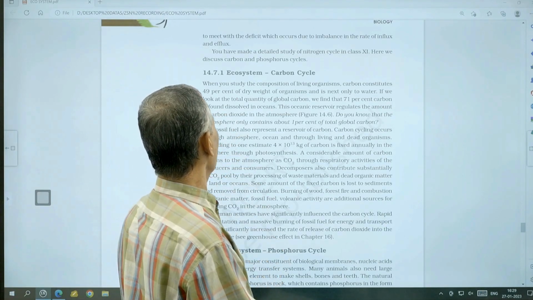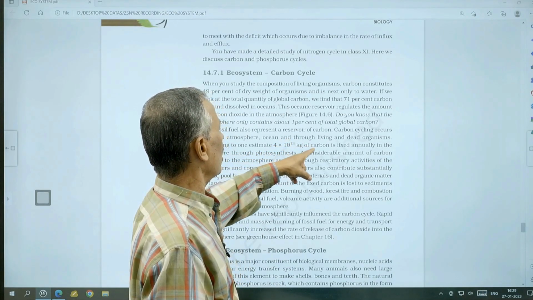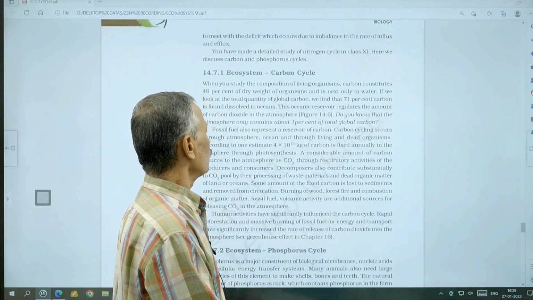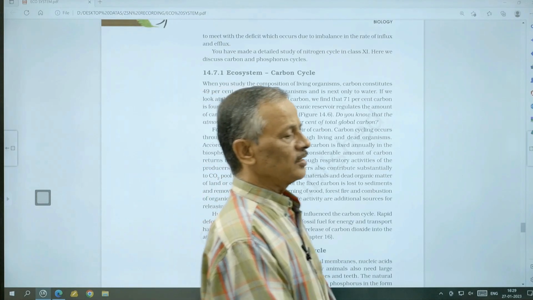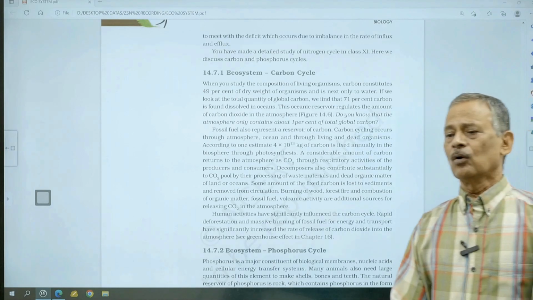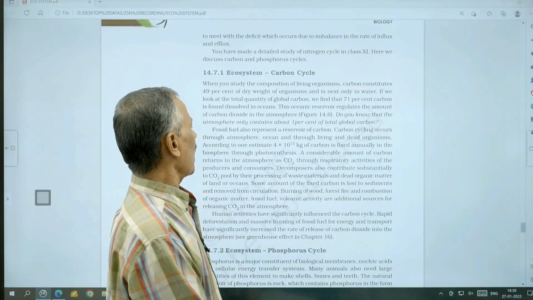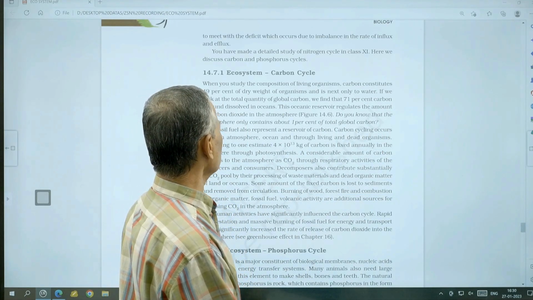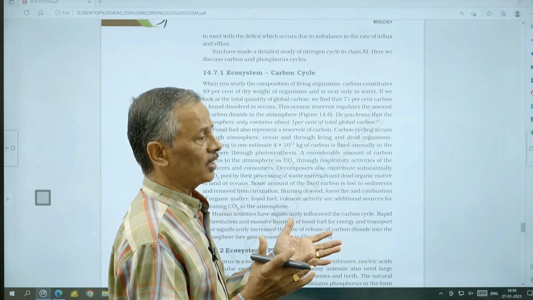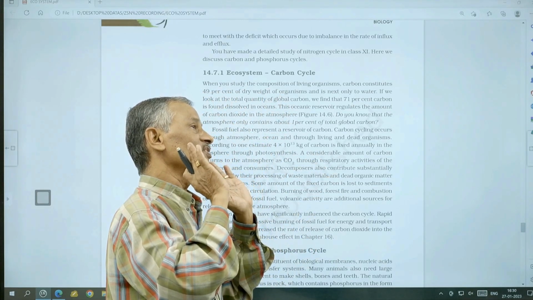On the whole of the world, it is estimated that 4 x 10^13 kilogram of carbon is fixed annually in the biosphere through photosynthesis. Plants are taking this carbon dioxide for photosynthesis. It is the only function by which carbon dioxide is absorbed. The level of carbon dioxide is reduced in the atmosphere, and plants are utilizing it for producing organic matter. At the same time, they are all breathing, and while breathing, carbon dioxide is returned.